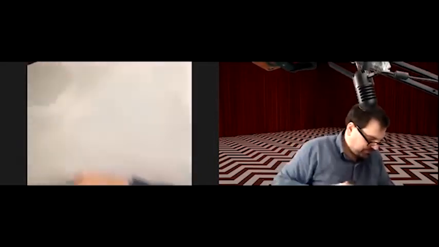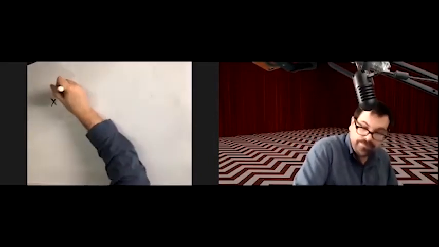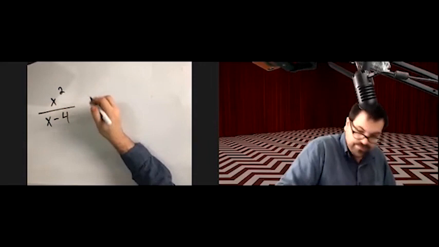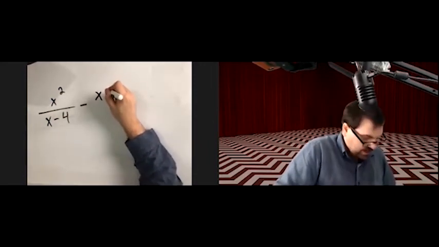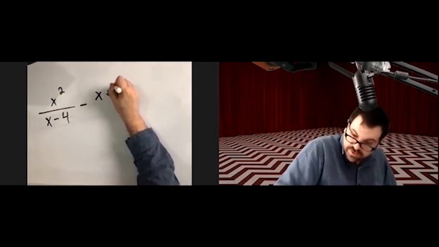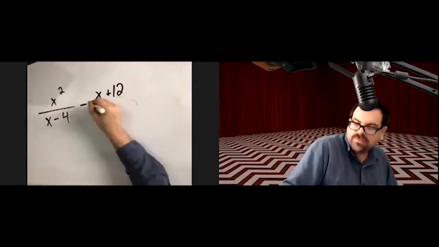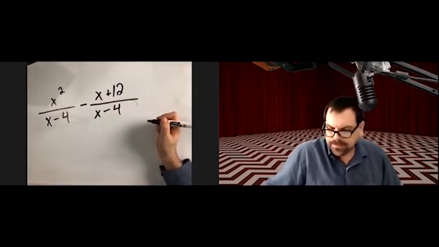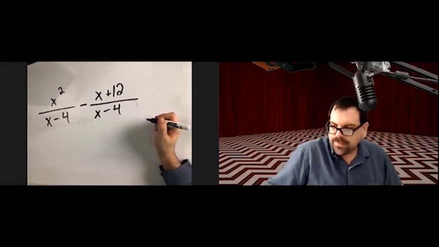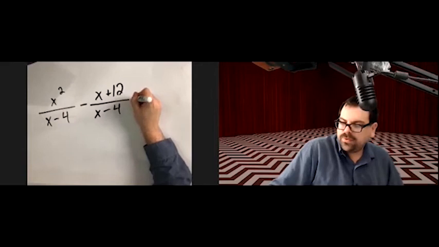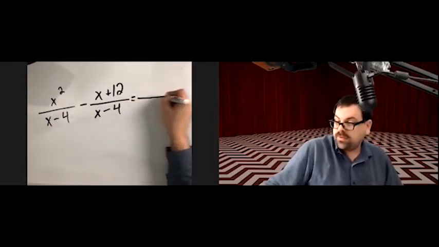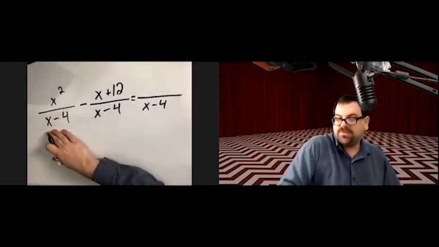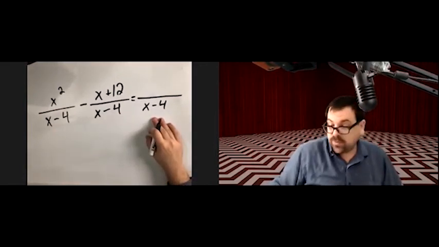But this next one, x squared over x minus 4 minus x plus 12 over x minus 4. What do we do? The bottoms are the same. That means we can subtract and we leave the bottom the same. x minus 4, x minus 4, x minus 4.